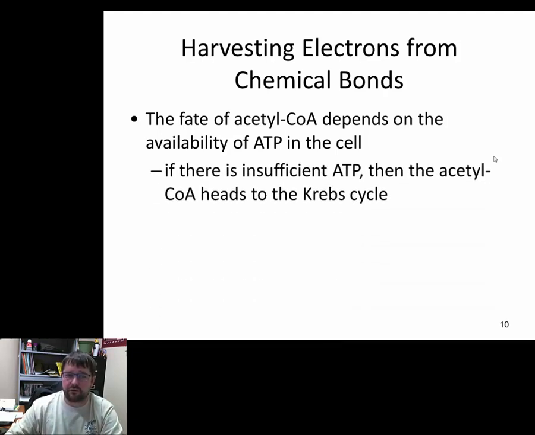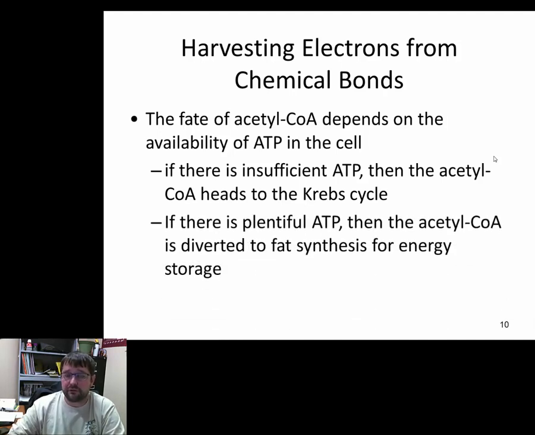Okay? Now the fate of acetyl-CoA really depends on how much ATP is in the system. If there's insufficient ATP, then acetyl-CoA will move into the Krebs cycle and start being converted into other electron carrier molecules and some more ATP. If there's plenty of ATP in the system, then acetyl-CoA will be diverted or converted into fat. And it'll go through the fat synthesis where the carbon molecules are going to be bound in a hydrocarbon chain to form a fat molecule.